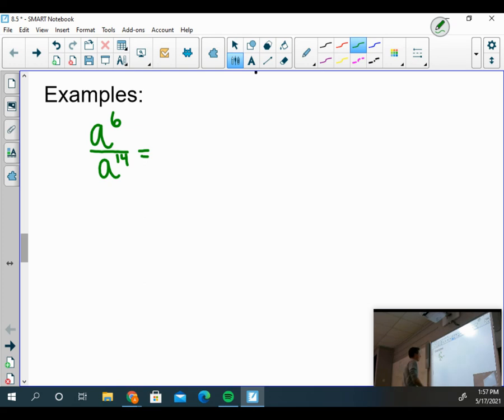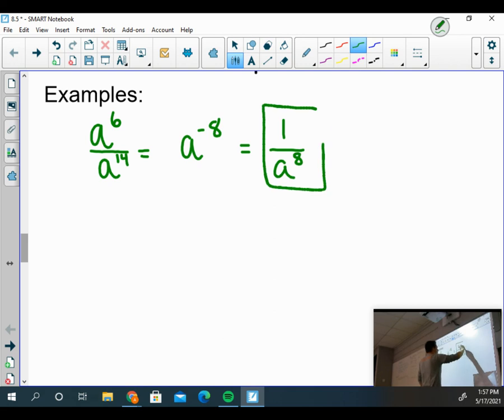When I have like bases, which I do here, I have a's, I subtract the exponents and I end up with a to the negative 8th, right? 6 minus 14. You're always going to take away your denominator from your numerator. 6 minus 14, and I end up with a to the negative 8th. But I'm not going to stop there. We always rewrite our negative exponents as positive exponents. And so your simplification would turn into 1 over a to the 8th.